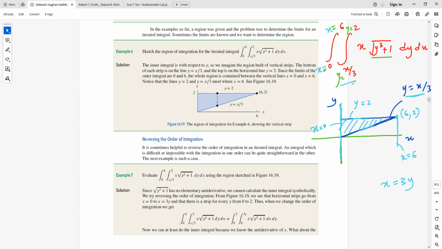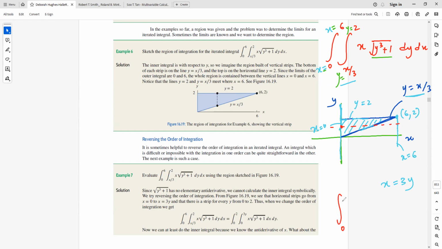Now I want to flip the order. So I need to find the limits in the x direction, which should be inside. So I need to draw a line that is parallel to the x-axis in this manner. That is an arbitrary line. And the lowermost limit is on the line that is x equals 0.